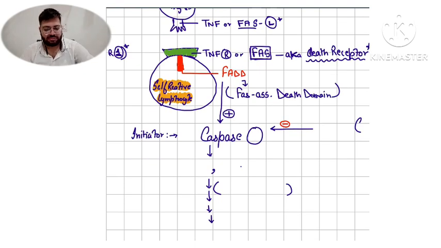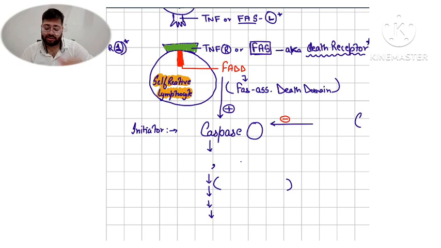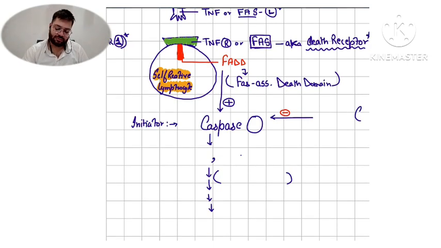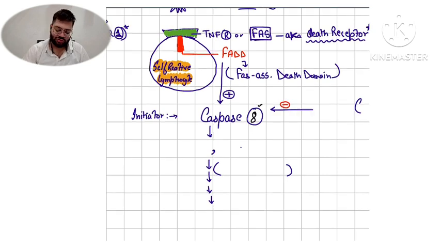FADD will do the same thing which the apoptosome did in the intrinsic pathway. It will stimulate caspase, but which caspase? We have learned from the family. It will stimulate the initiator caspase, which is caspase 8, and then again the executioner caspases, making apoptotic bodies, and they will finally be engulfed by macrophages.